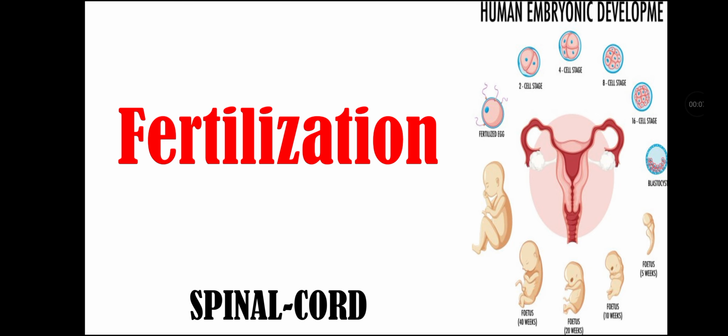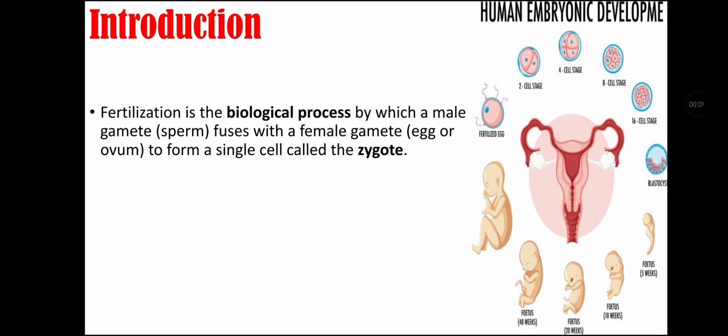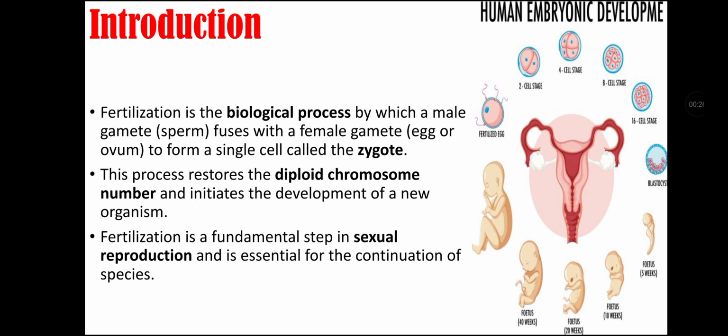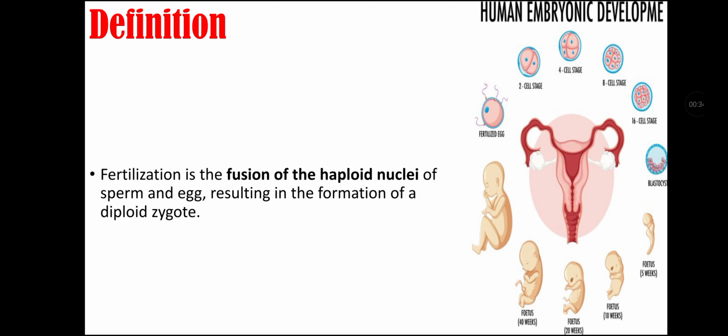So let's start our topic with introduction. Fertilization is the biological process by which a male gamete, that is sperm, fuses with a female gamete, that is egg or ovum, to form a single cell that is called a zygote. This process restores the diploid chromosome number and initiates the development of a new organism. Fertilization is a fundamental step in sexual reproduction and it is essential for continuation of species.